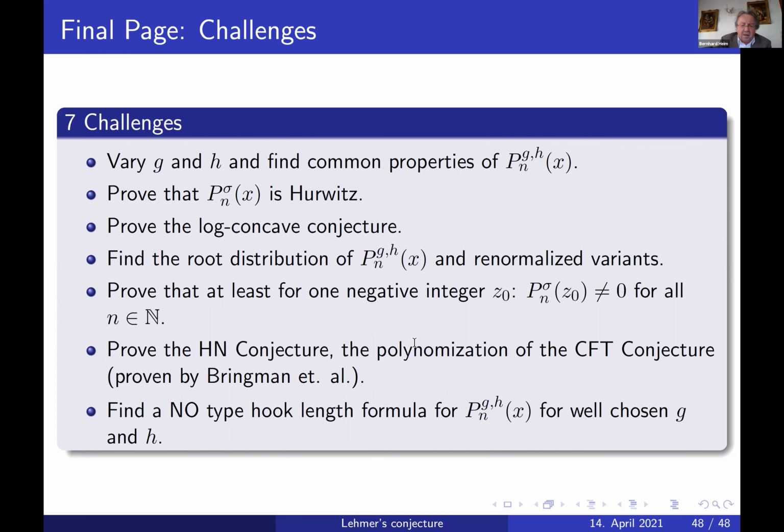And finally, it would be maybe interesting. We worked a little bit, but it would be really interesting to look at these polynomials here and to ask yourself: is there any kind of hook length formula when G is different from sigma and identity here?